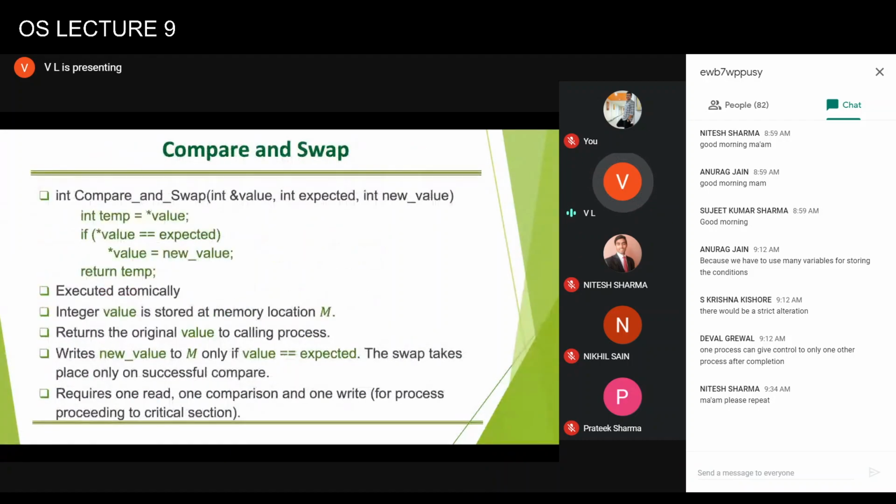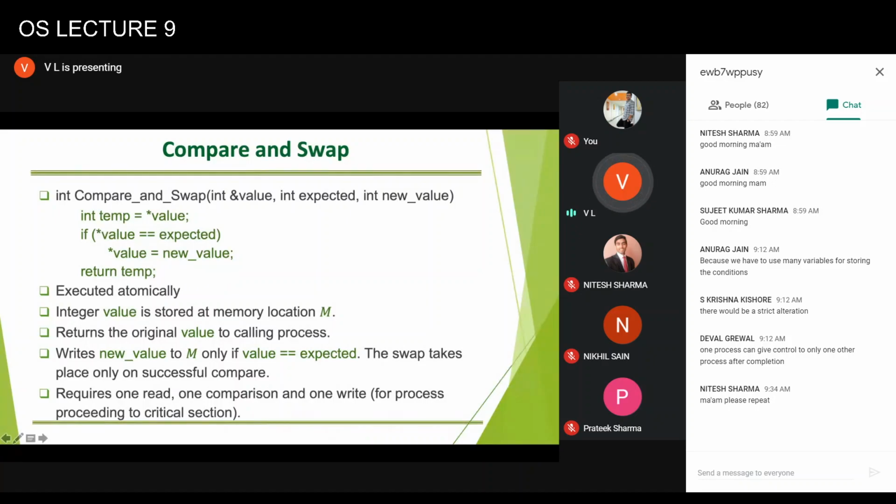But if you look at compare and swap, it receives three parameters. It checks the current value with the expected value. If the two values match, it will update the current value to the new value. But at all times, it will return the old value to the calling process. So the calling process will always receive the actual value which was passed initially. But ultimately, whether this value gets updated to the new value or not depends upon the comparison of the value and the expected value. So this will also require one read, but a write may or may not always be there.